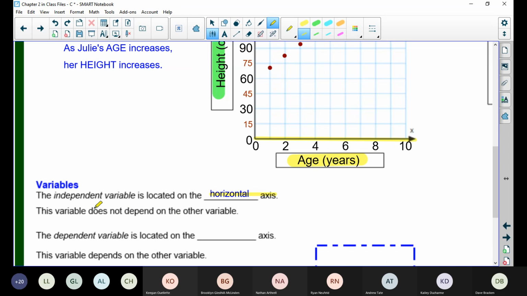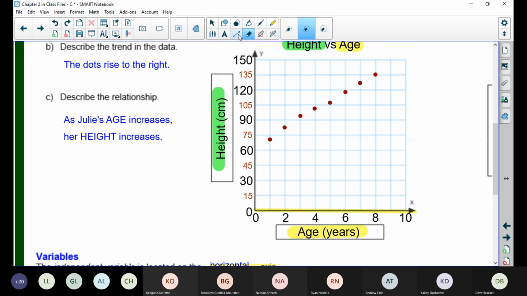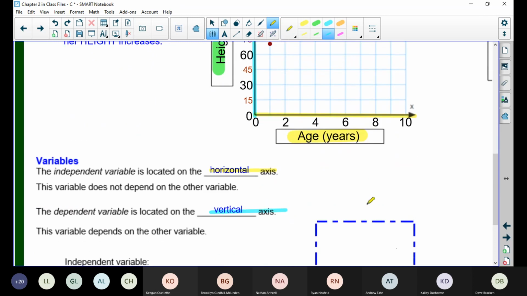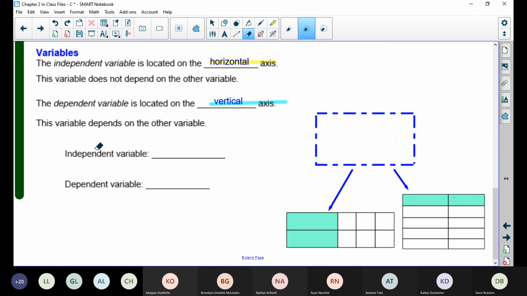It means that her height depends on her age, okay? But the dependent variable is located on the vertical axis. If you're ever in gym class, the vertical is straight up and down. A basketball player usually has a very good vertical jump because they have to be able to jump high to get the rebounds. So in our particular case, the independent variable was her age and the dependent variable was her height.